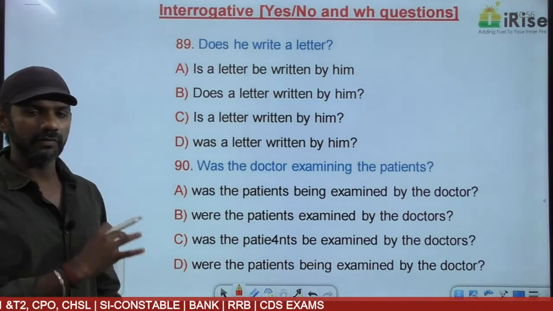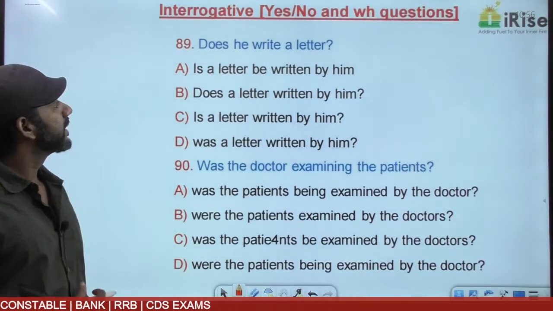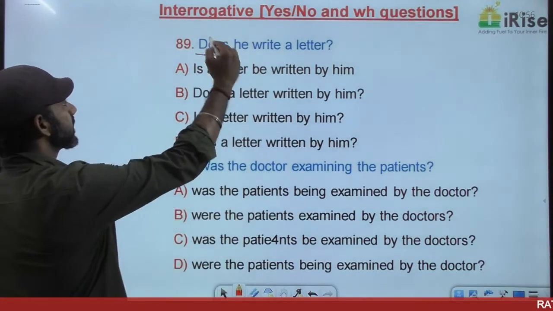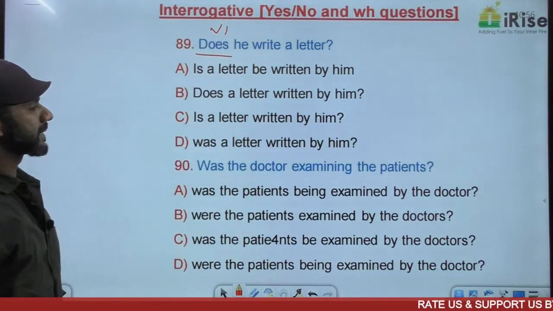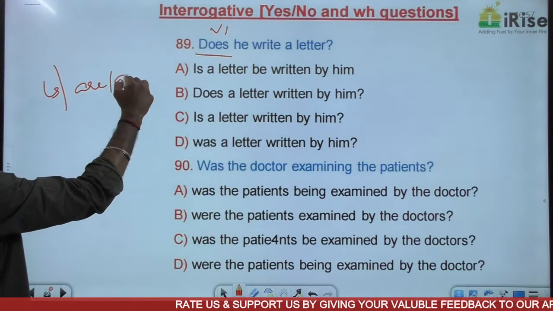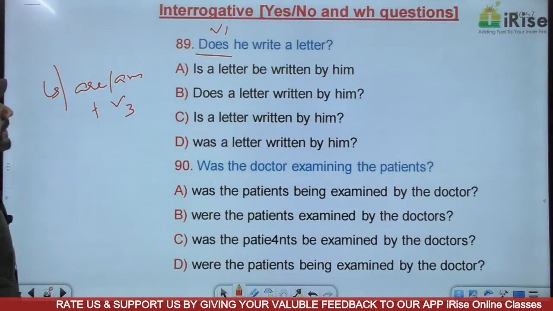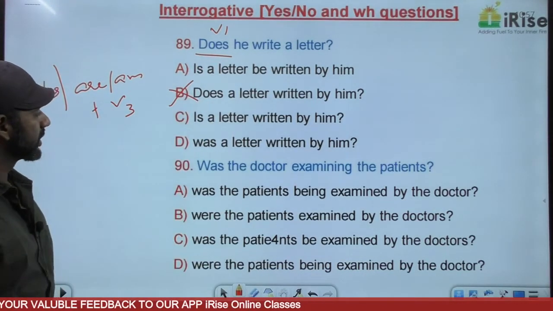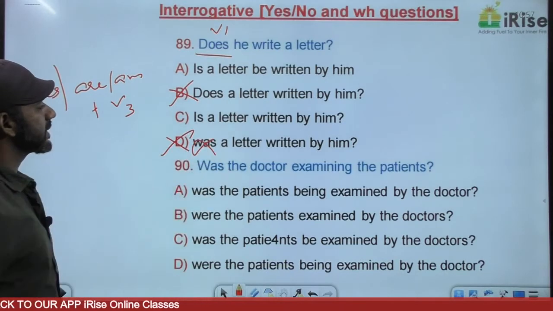Interrogative sentences. We have gone through many interrogative sentences earlier as well. Does he write a letter? Does is V1, active voice, simple present tense. Structure in the passive voice: is, am or are plus V3. Based on that, B is eliminated. Is or am is not there. D is eliminated because D says was.